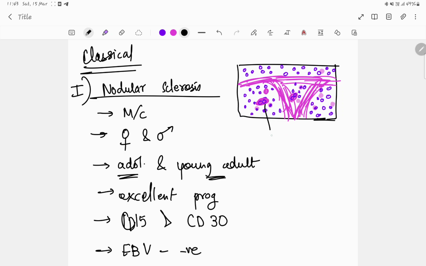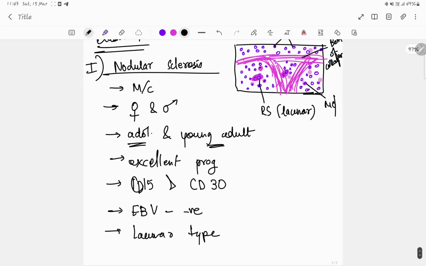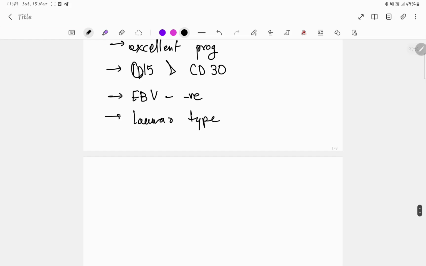Let us label this fatafat. What is it? This is the RS cell, which is lacunar type. These are lymphocytes. This is the band of collagen. This that I've made is a macrophage. All of these together form the characteristic of nodular sclerosis.